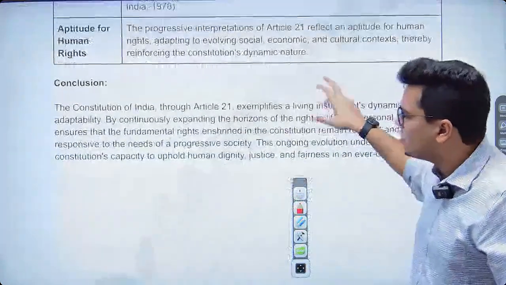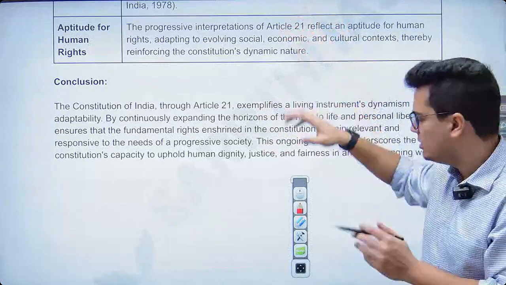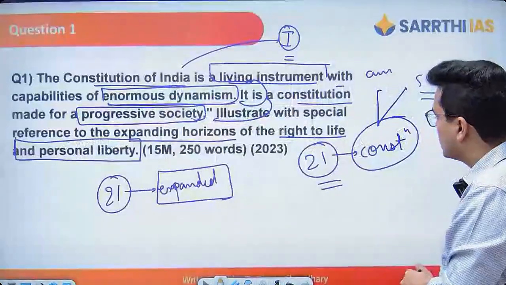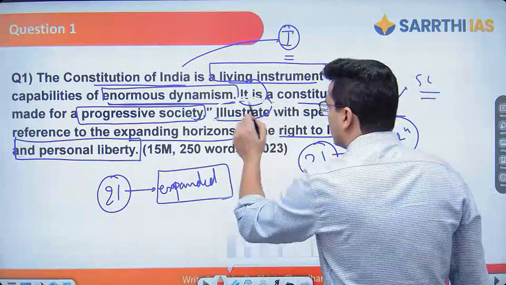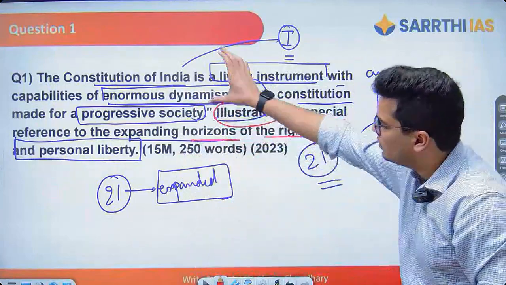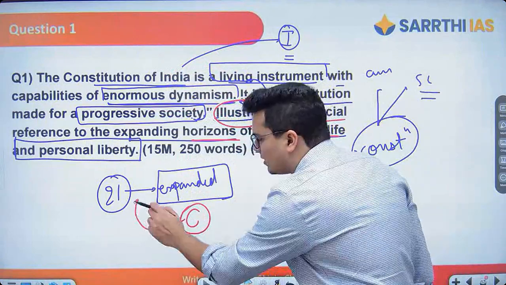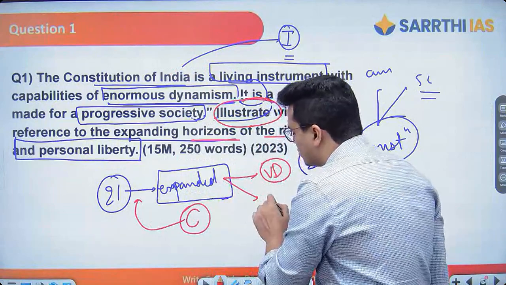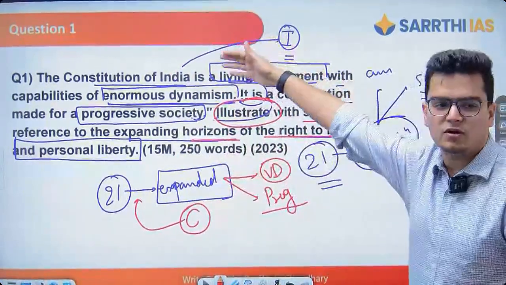And then when we have to conclude this answer, how do I conclude it? I have to justify the statement, because originally what did the question ask me? The question asked me to illustrate, show, demonstrate with special reference to expanding horizons of right to life. So I have to illustrate this statement. In the conclusion, I have to say that this is how Article 21 has expanded in various dimensions, showing that our constitution is one for a progressive society. So the conclusion has to again support this statement.